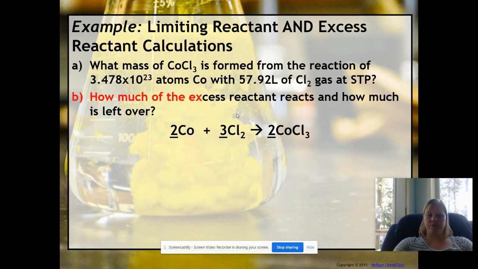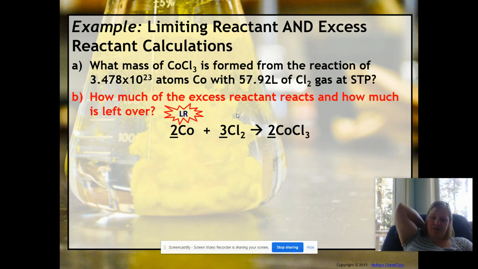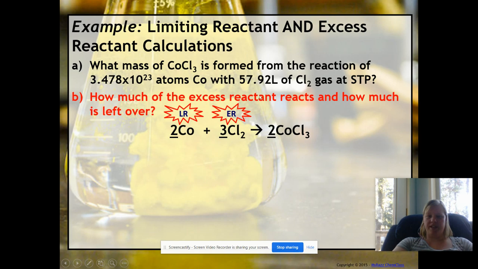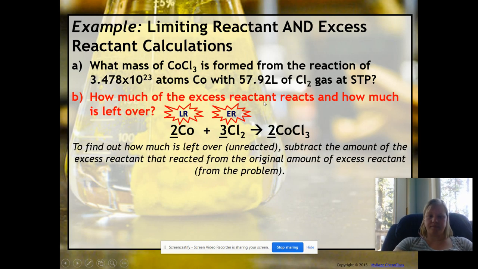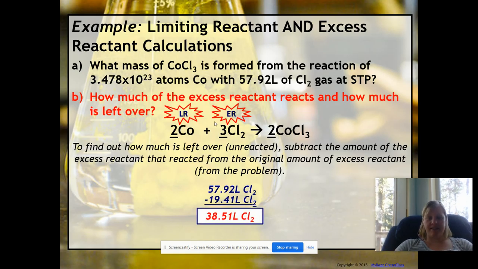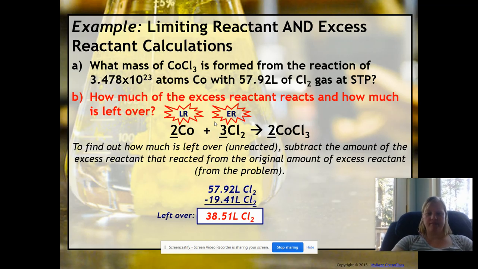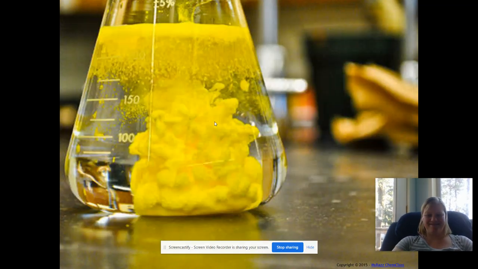So what we can do is, we're trying to figure out our excess reactant, right? So we can take our original 57.92 liters of chlorine gas, and we can subtract the 19.41 liters that's actually going to be used, right? And then we would get that there should be an excess of 38.51 liters of chlorine gas. Okay? So that is the amount that is predicted to be left over.